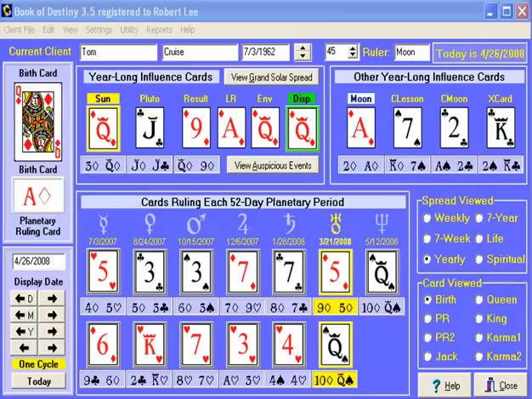I'm just going to show you some of the features and how to use this program in subsequent videos. And this is our very first one. I'm just going to give you a basic introduction to the main screen.